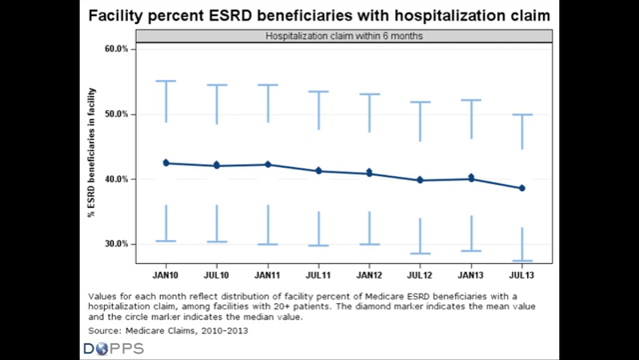And again, on the left side of the graph, the mean facility had 42.6% of patients with a hospitalization claim in the next 6 months. And again, that slowly declined to July 2013, where 38.7% of patients in the mean facility had a hospitalization claim. Again, in July 2013, looking at the variation, the 10th and 90th percentiles of the distribution were 27.4% of patients and 50% of patients, respectively.